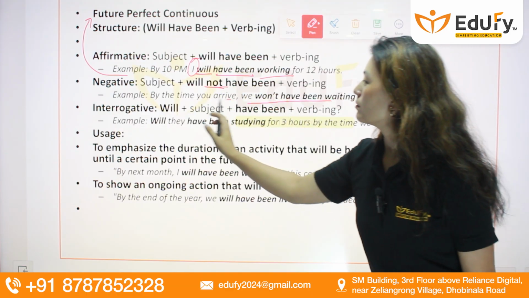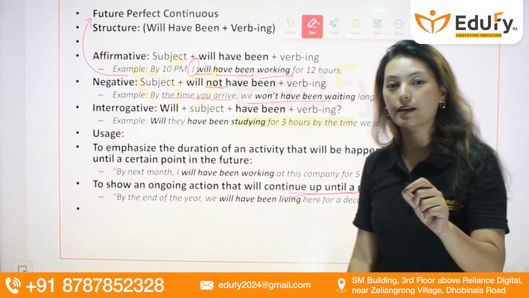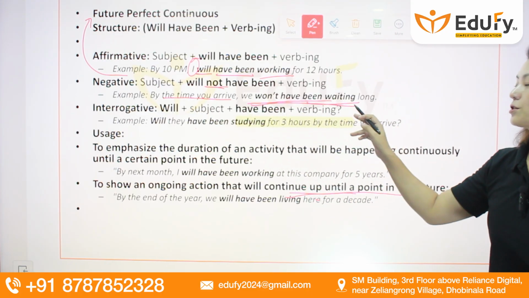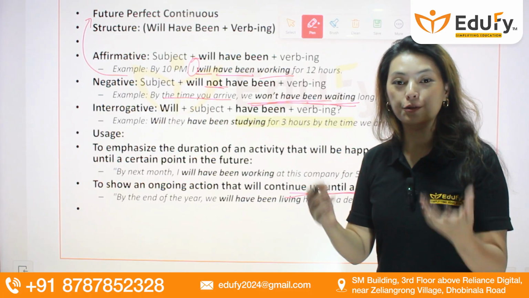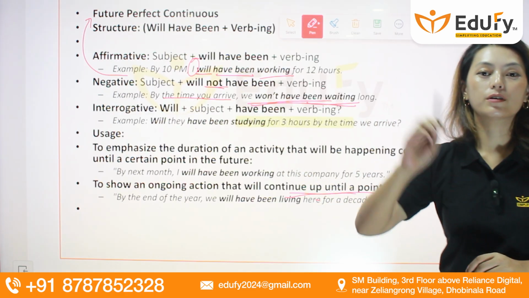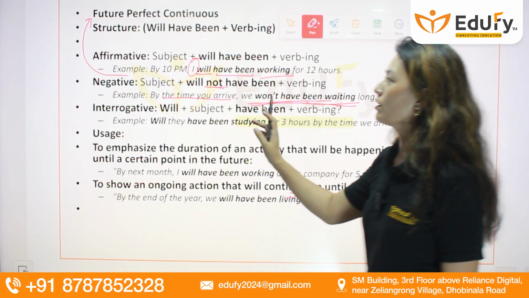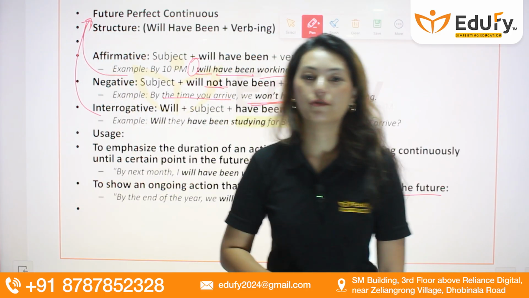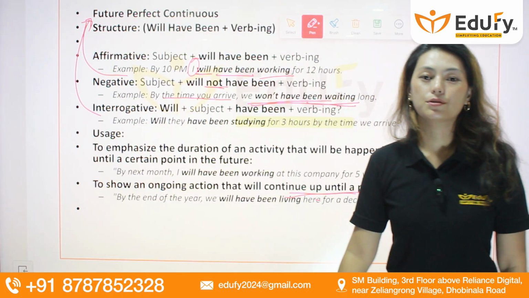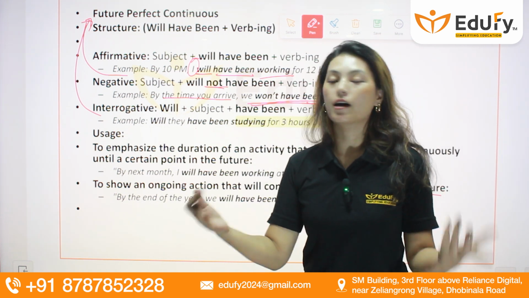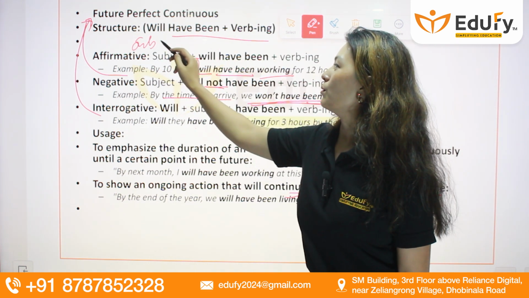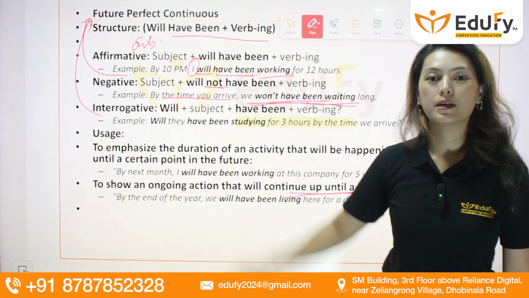It is talking about the duration: by the time that you arrive, there will be an ongoing action of us waiting for you, right? And it will be continuing till the point of your arrival. So this is what we talk about when we see a future perfect continuous tense. And if you don't understand the usage, if it's too complicated for you, all you have to do is remember the structure: subject plus will have been plus verb in ing form.